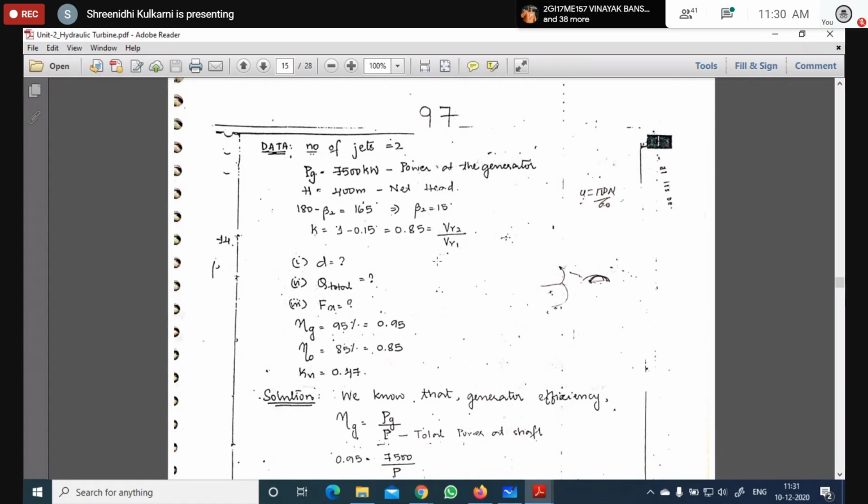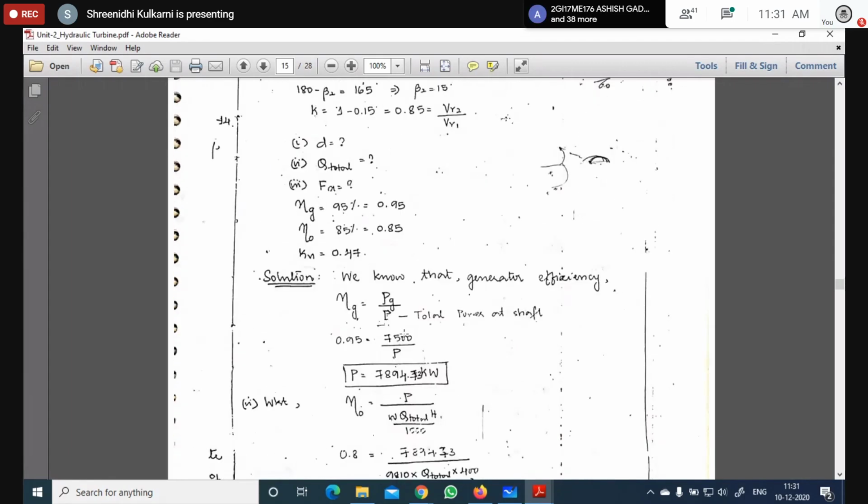So here I have one question. In the statement, if they give that the blades are very smooth and there are no shocks, then we directly write VR1 is equal to VR2. At that time K or CB is equal to 1.